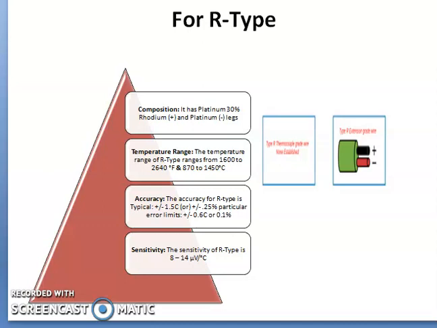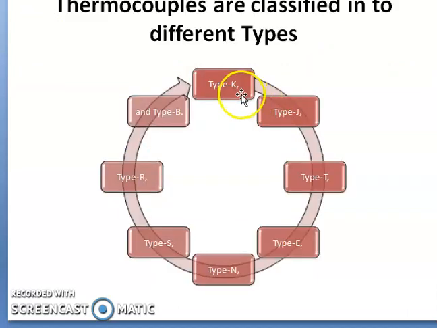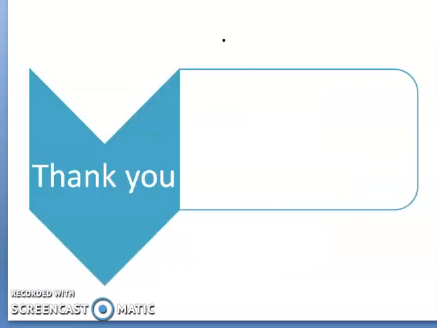And these are the main classifications of thermocouple that we already discussed above: type K, type J, type T, type E, type N, type S, type R and type B thermocouples, and also their features.